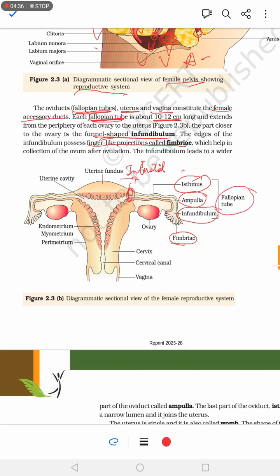And where does fertilization occur? Fertilization occurs in the ampulla region of the fallopian tube. In short, you can remember that fertilization occurs in the fallopian tube. That means the sperm travels all the way to the fallopian tube, and the egg is released, and somewhere here the fertilization occurs, and this fertilized zygote then travels down to the uterine cavity to get implanted. This is how reproduction happens.